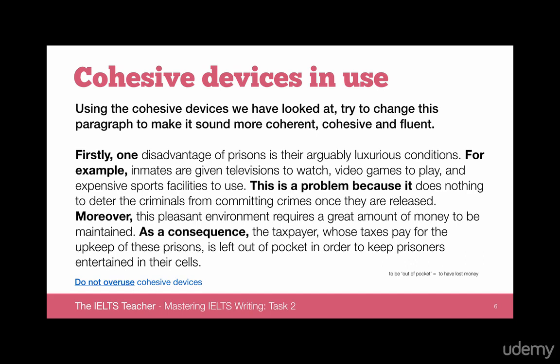But if you're using cohesive devices all over the place, that will really look very forced, and it in fact has the opposite effect of reducing the fluency of the paragraph, reducing the flow, because it's hard to read when it's like that. So make sure you're only using about 4 or 5 cohesive devices per paragraph.